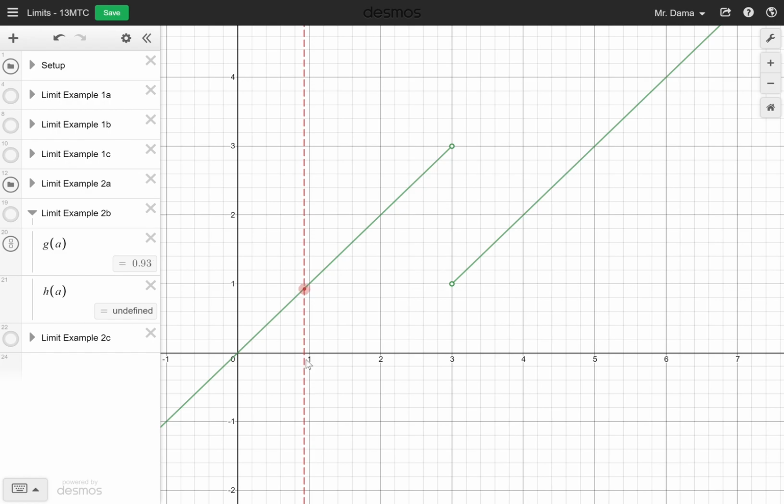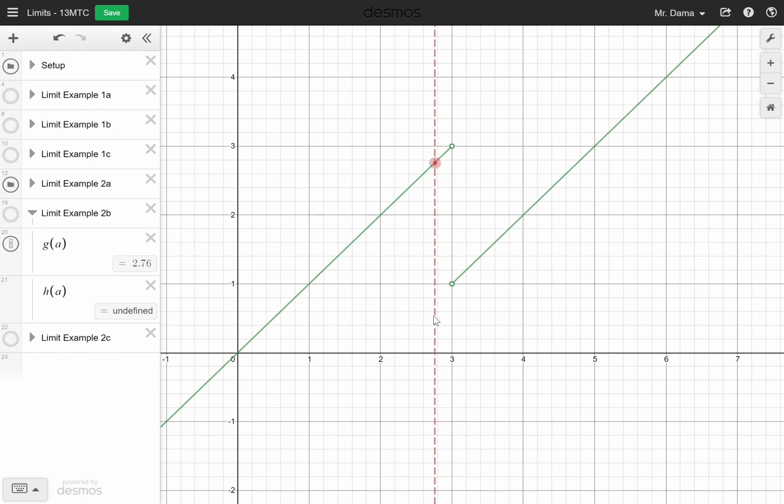Look at the first part. The function is getting closer and closer to 2. It's getting closer and closer to 3. But when I get really close, the function becomes undefined. Similarly, from this way, the function is getting closer and closer to 1. But at that point, the function is undefined.